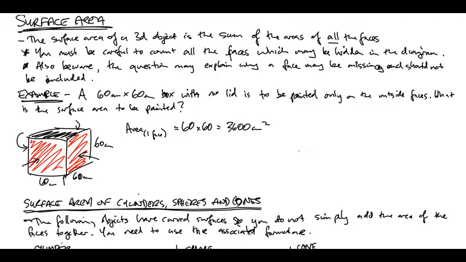Okay, so SA total is going to be 5 lots of the one face. 18,000 square centimeters. Why is that? It's because it's a cube. Cubes have 6 faces, but this one has no lid, and it's going to be painted on the outside. So 5 faces each of 3600 square centimeters is going to be 18,000 square centimeters. So that's just an example of things to look out for in the question. Always draw a diagram, it will help you.